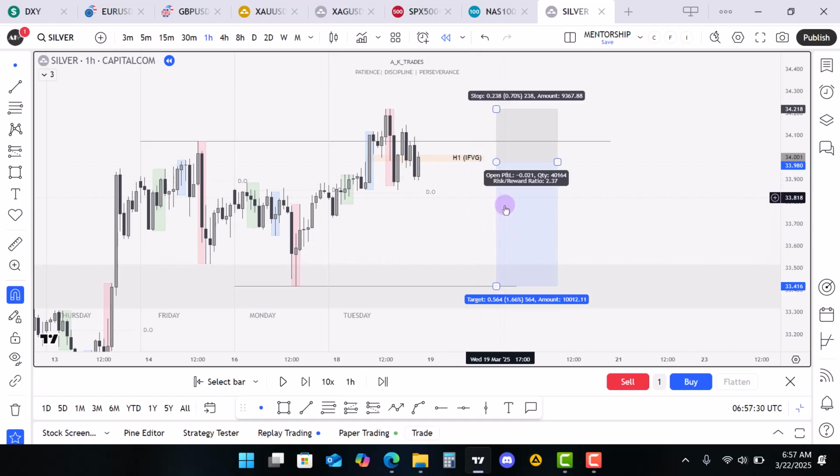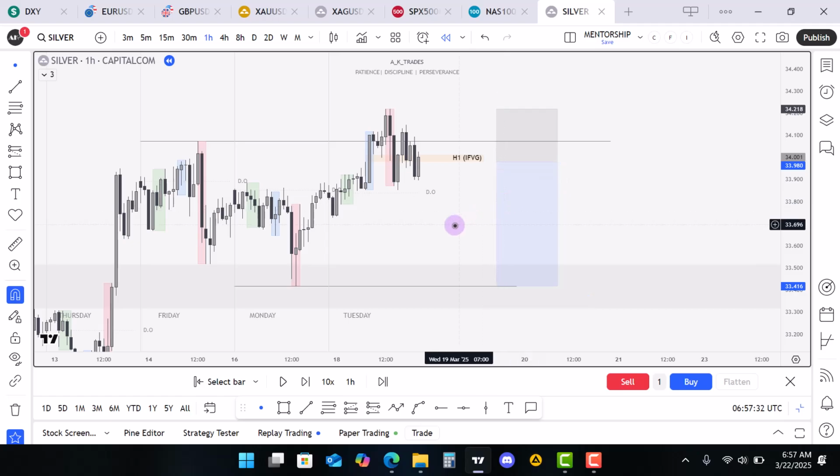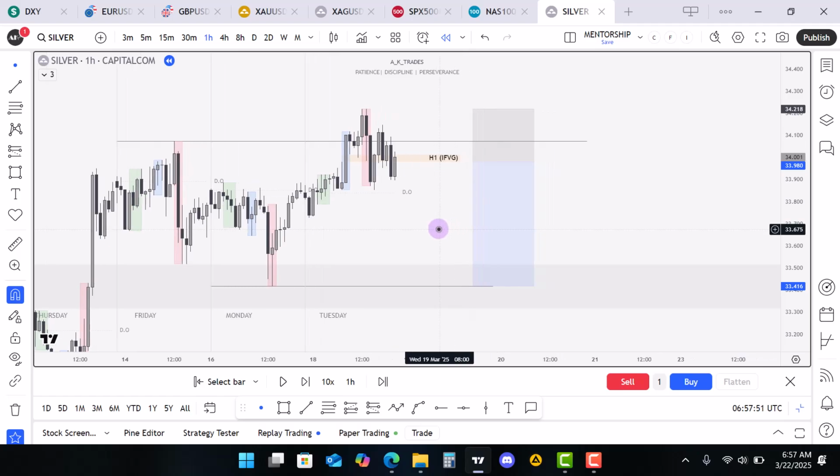The target was going to provide me a 2 R trade, which I always preach about. You don't need to go for any extreme high risk to reward ratio. Just a 2 R trade will be enough for you. All you need to do is to stay consistent and apply a good risk management strategy. So let's play our bars, and then let's see what happened with this trade.